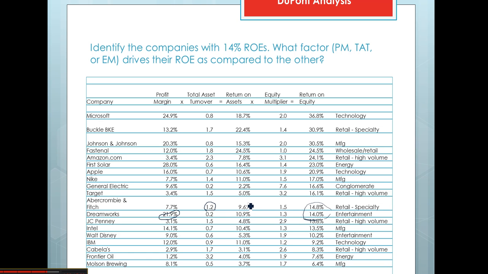Return on assets, it's different, but not wildly. Return on equity or equity multiplier, not wildly different. But the driver for DreamWorks is the profit margin. Driver for Abercrombie, or the big difference between the two, is that total asset turnover. You'll need to do that in your paper.